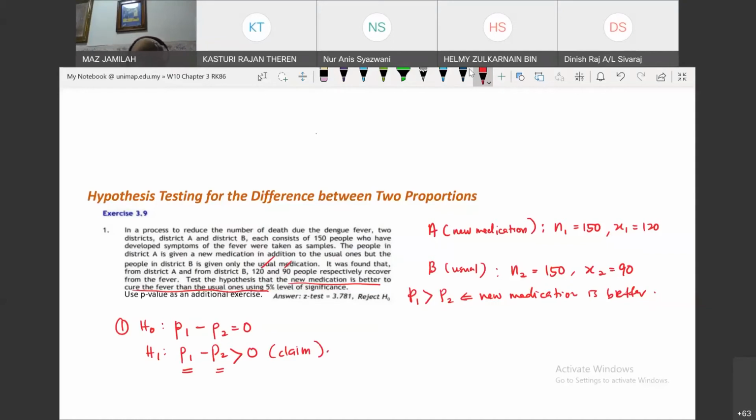Let's find your P1 hat. P1 hat would be 120 over 150. The P2 hat would be 90 over 150. Can someone calculate 120 divided by 150?